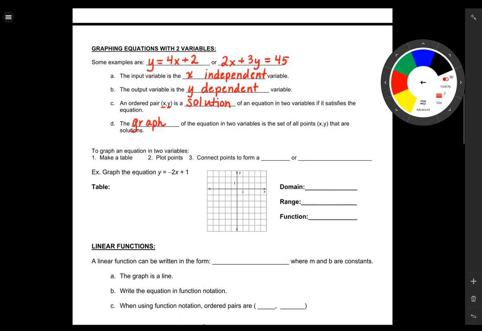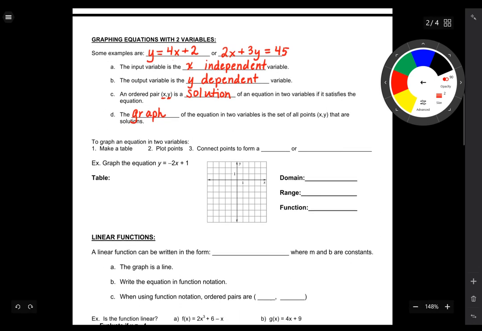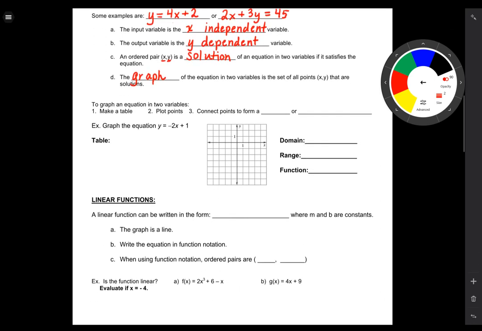So what are the steps in graphing an equation in two variables? I've laid it out here for you pretty simply. First of all, you would make a table. Next, you would plot the points. Third thing you would do is connect the points to form a line or a smooth curve. It depends. In this chapter, we are going to talk about lines for the most part until we get to the end of the chapter. So let's do our example.